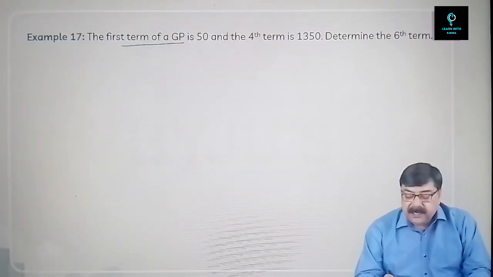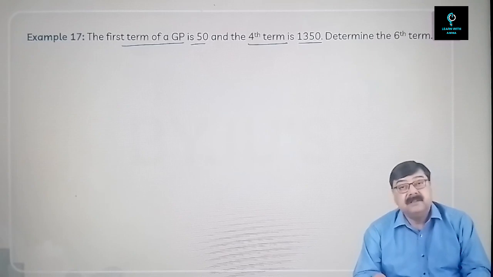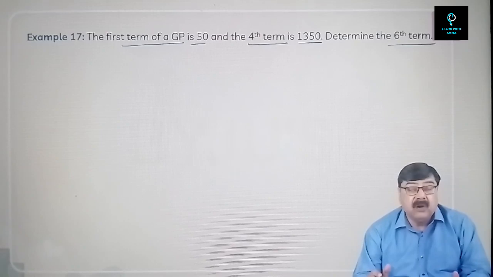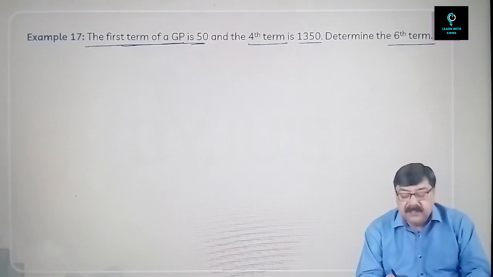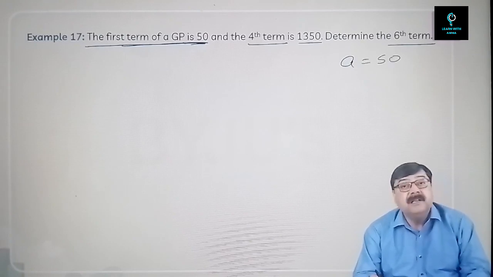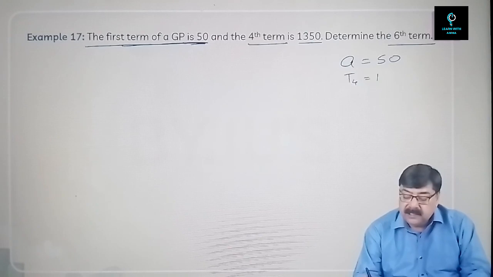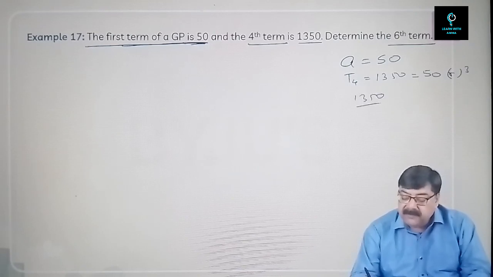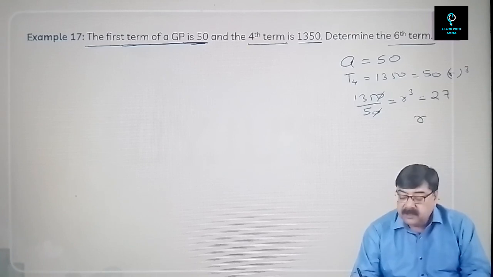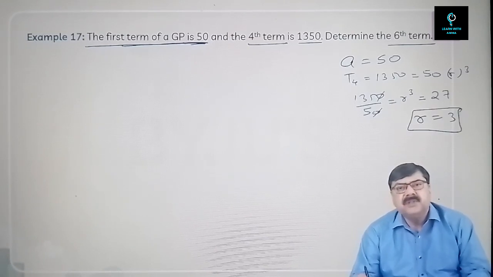Now the first term of a GP is 50 and the 4th term is 1350. So determine the 6th term. Now the value for A, or how much is the common ratio. Now we know that the first term of the GP is 50. So A here is 50. And the 4th term is 1350. That is T4 is 1350, which is 50 into R cube. So from this we know 1350 by 50 equals R cube, which is equal to 27. So R cube is 27, so the value of R here becomes 3, as 27 is cube of 3.